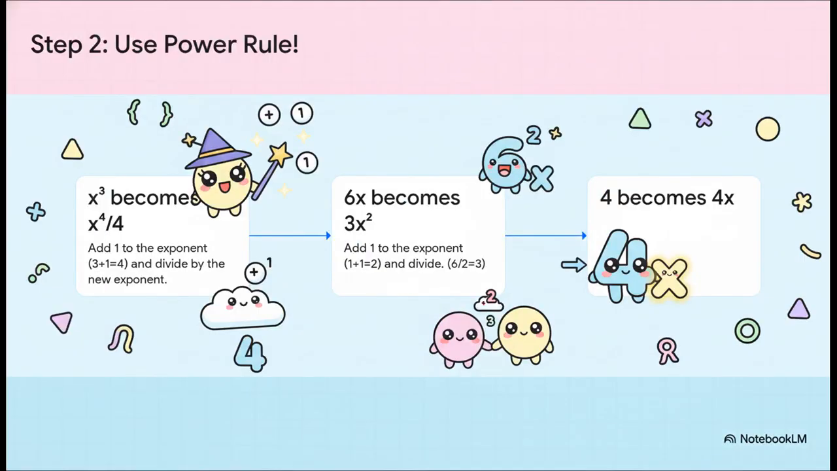Easy. Now it's time to use our magic formula. For x cubed, we add 1 to the exponent, that gives us 4, and then we divide by 4. Done. For 6x, remember that's really 6x to the power of 1. So we add 1 to get an exponent of 2, and then divide 6 by that 2, which simplifies down to 3x squared. And what about that 4? Well, the integral of any plain old number is just that number times x, so it becomes 4x.